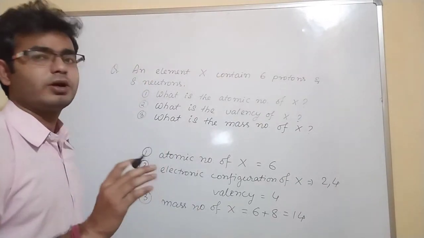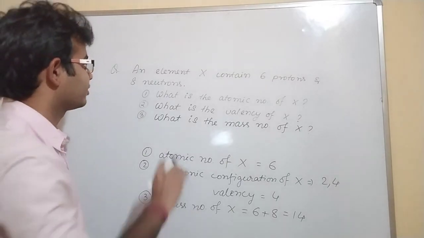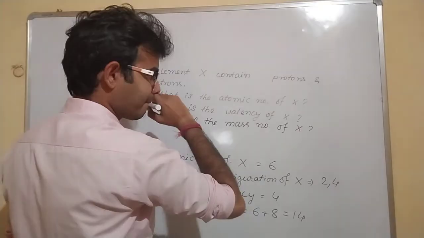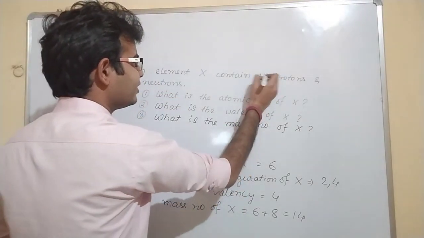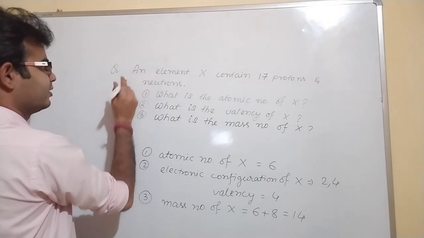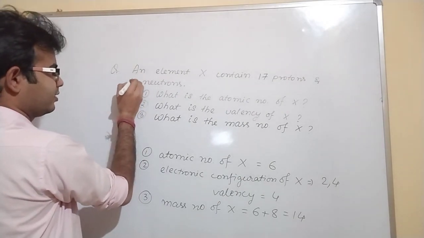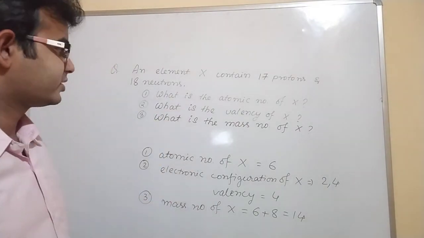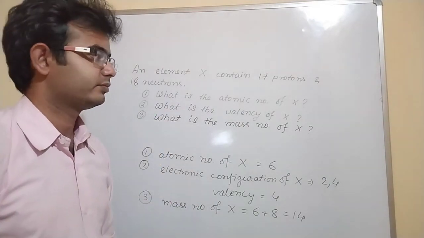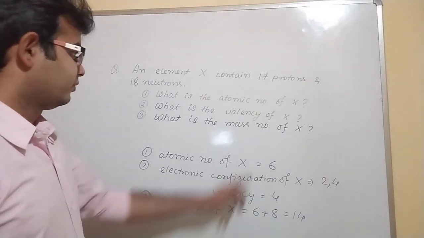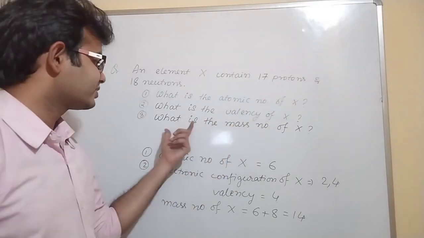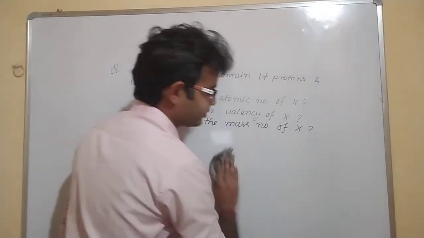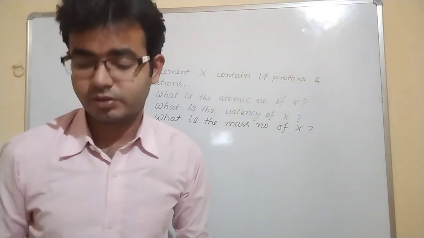Now I am giving you one more question. This one will be your homework. An element X contains 17 protons and 18 neutrons. Okay, and the questions are same. What is the atomic number of X? What is the valency of X? And what is the mass number of X? So this question is your homework. You have to solve it by yourself.